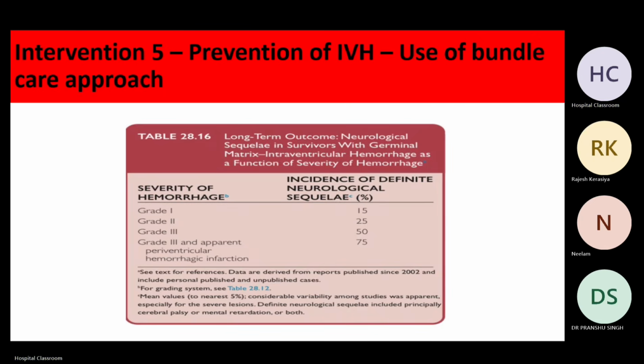Okay, and why are we so much concerned about it is that if you see in this figure, the chances of neurodevelopmental impairment after a child having germinal matrix hemorrhage, there is a 15% chance if it is grade 1 IVH, 25% if it is grade 2 IVH, grade 3 and grade above, I mean more than grade 3, they are associated with almost 50 to 75% chance that the child will have some or the other form of neurological impairment. Okay, and mind you, this is an old study from a Western country. If you talk about the data from India, I am definitely sure that the numbers would be even worse.